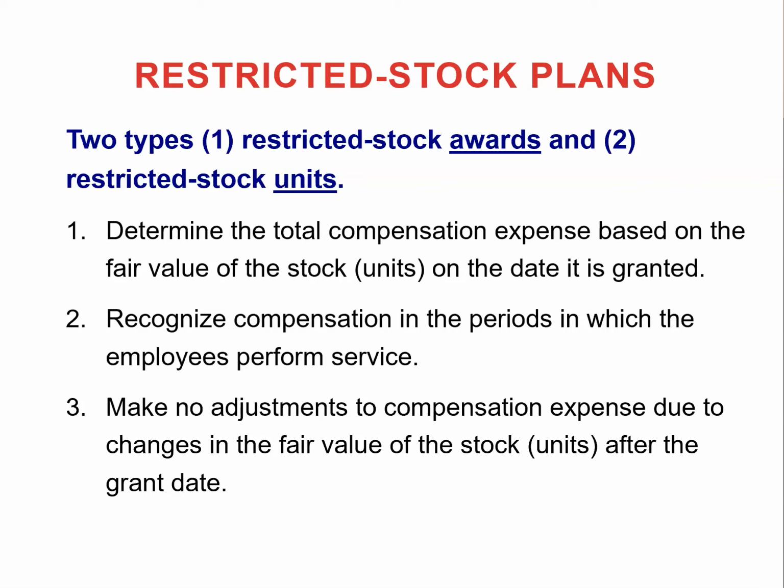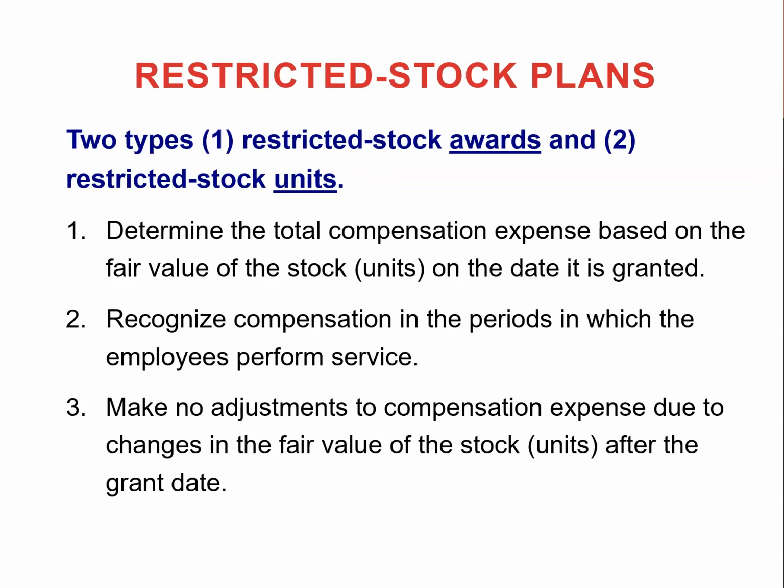Now we will learn different types of stock compensation plans. Another form of stock compensation plan is called a restricted stock plan. In a restricted stock plan, the company transfers or gives stocks or units to employees, but there is a condition that the employee cannot sell or transfer the stock for a certain number of years or service period. After the service period, when the vesting period is over, the employee can sell or transfer the stock.